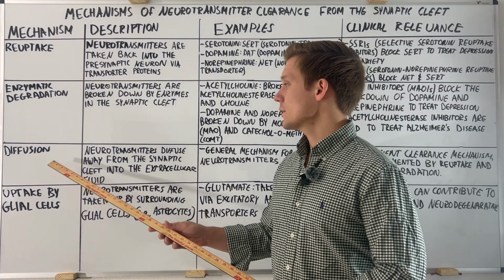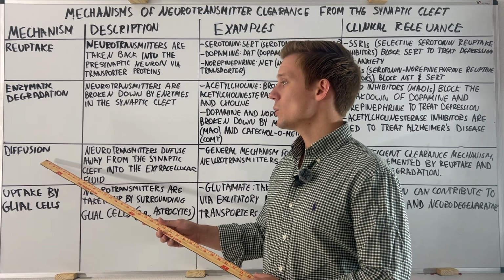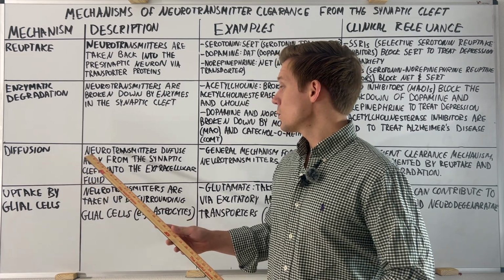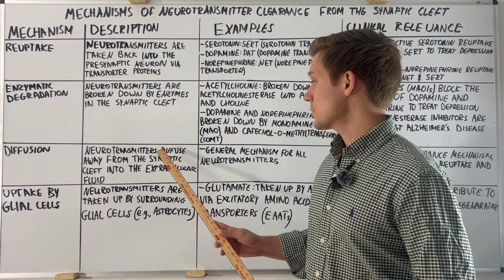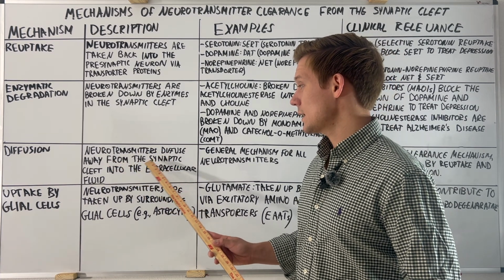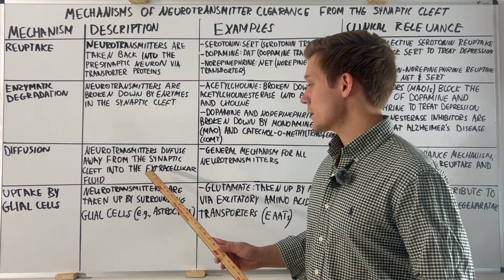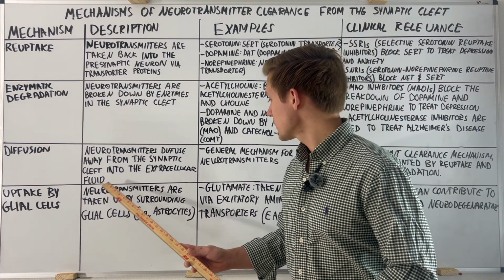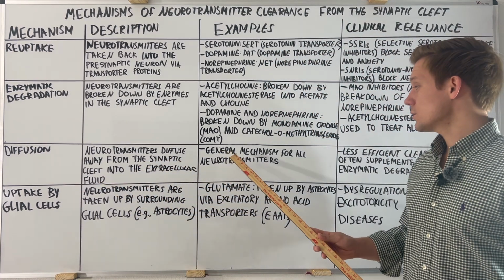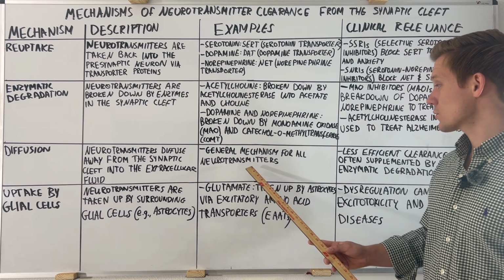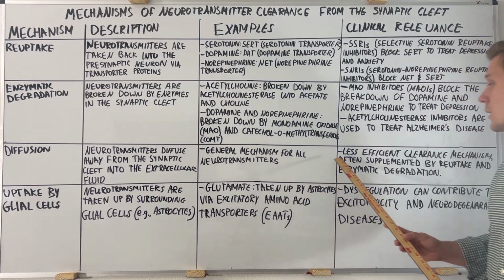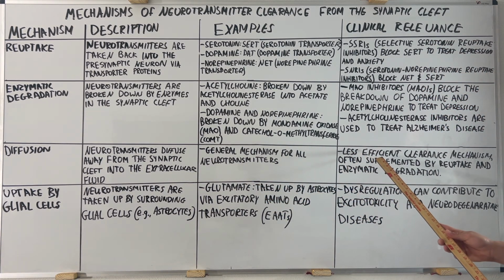The third mechanism, and perhaps the most common one, is diffusion, which is when neurotransmitters diffuse away from the synaptic cleft into the extracellular fluid. And this is a general mechanism for all neurotransmitters. They are less efficient clearance mechanisms and are often supplemented by reuptake and enzymatic degradation.